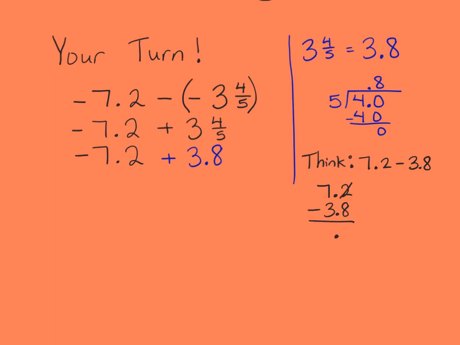Need to borrow from the 7 to get 6 and 12. And so 12 minus 8 is 4. And then our whole numbers, 6 minus 3 is 3. So we get 3.4. And I could go ahead and write that down over here. But remember, I've got to consider the sign. The number with the greater absolute value was negative 7.2. So I need a negative answer. So I've got to put a negative in front of 3.4 to get negative 3.4.